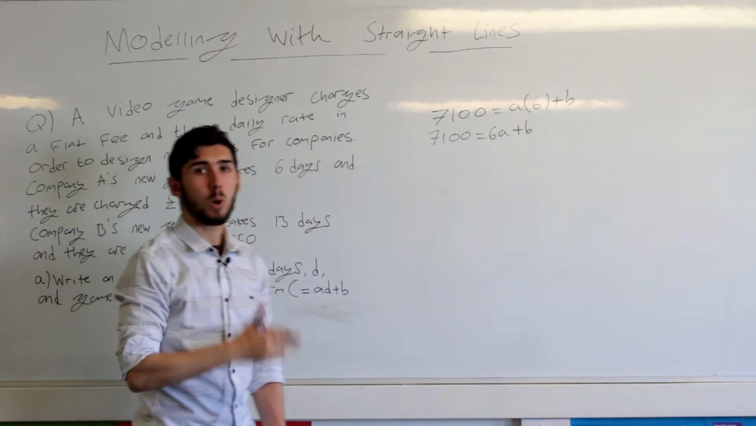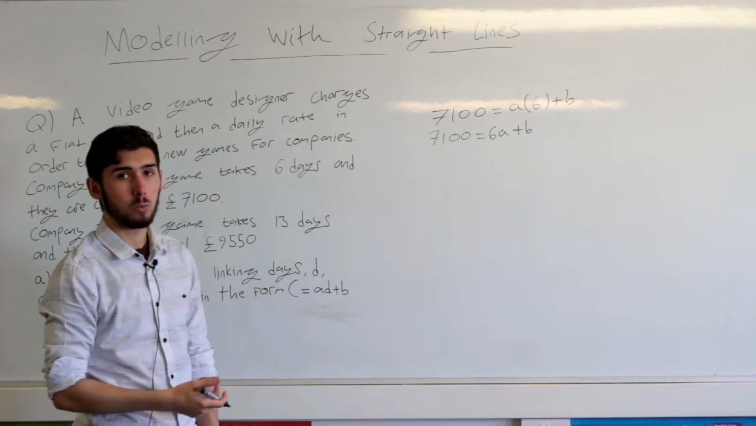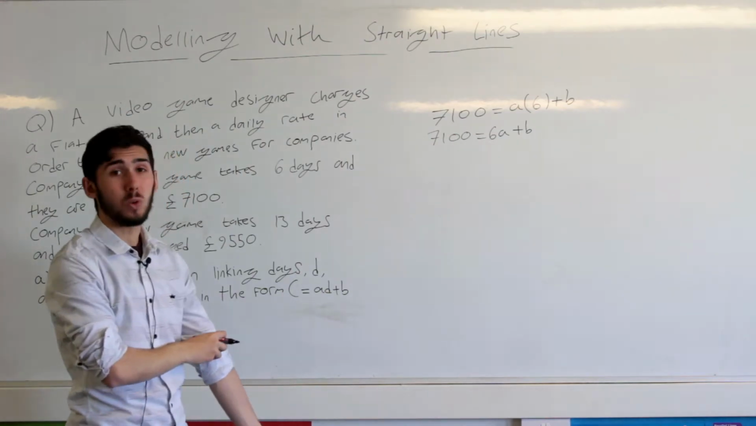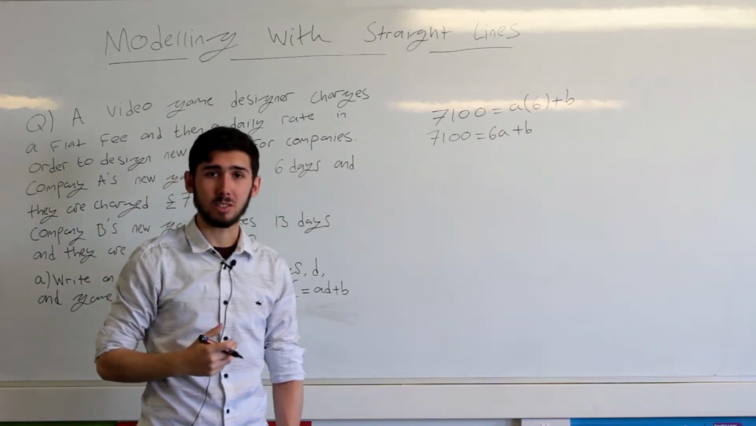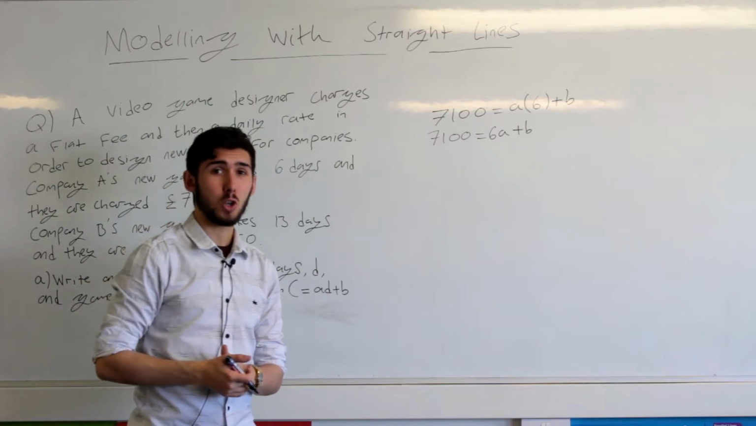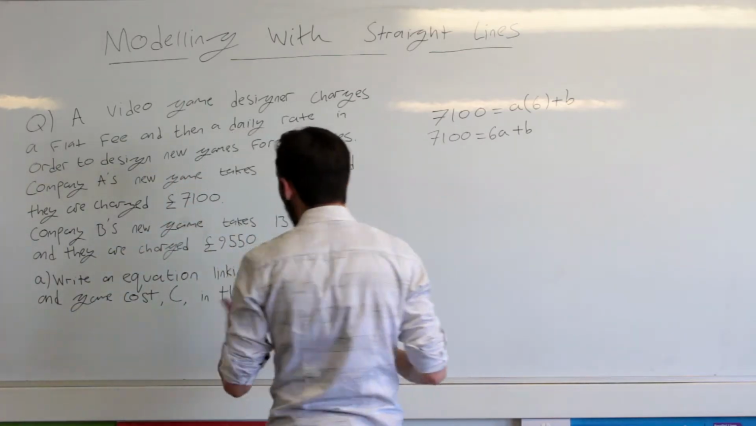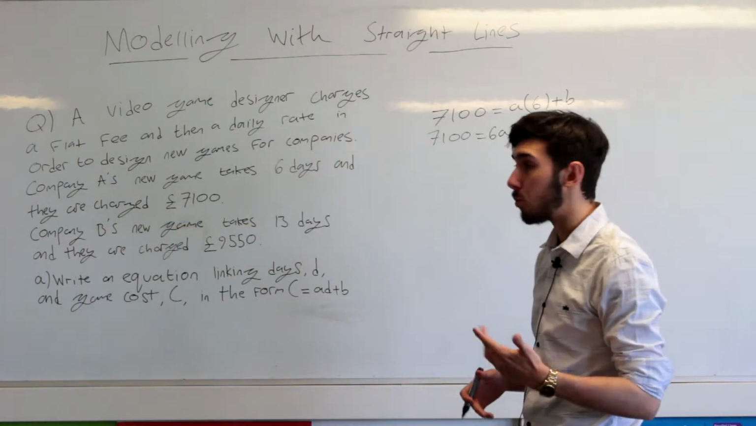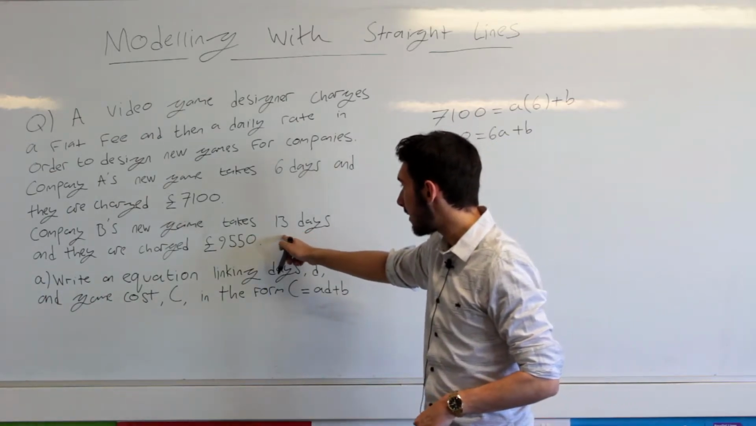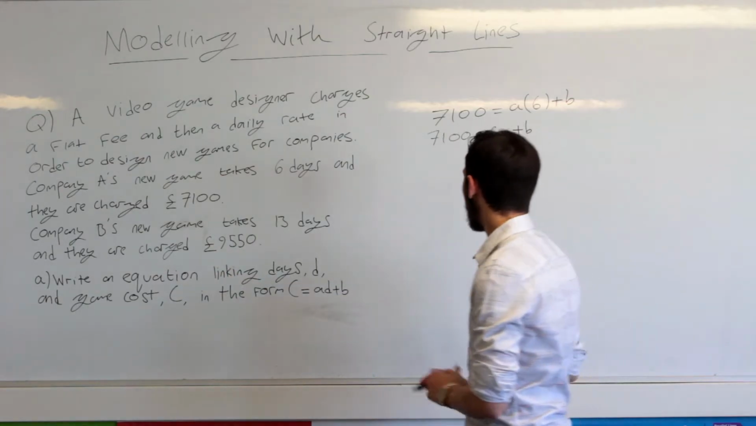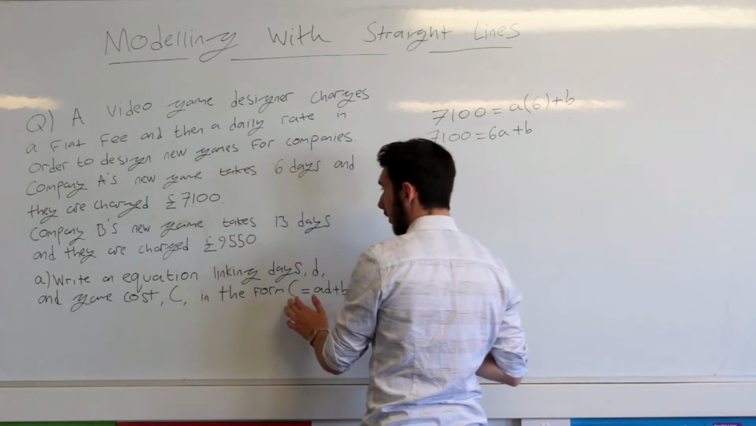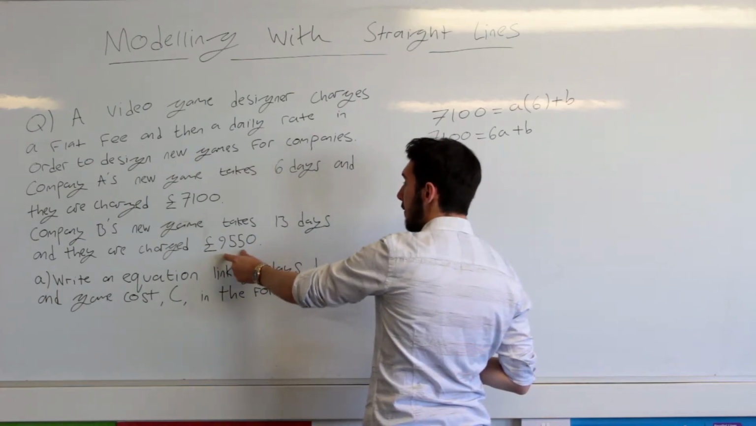Now, of course, that's impossible to solve without knowing one of them already or having another equation to fall back on, which is where this whole simultaneous equation business comes from. Make sure you're really good at simultaneous equations because this is the typical way that you solve these things. So the next thing is we have another pair of information. We have 13 days and 9550. So again, let's just chuck that in. We know that C, the cost, is 9550.